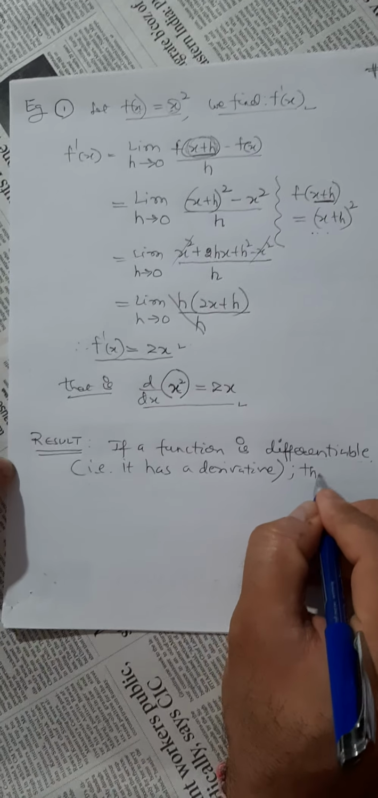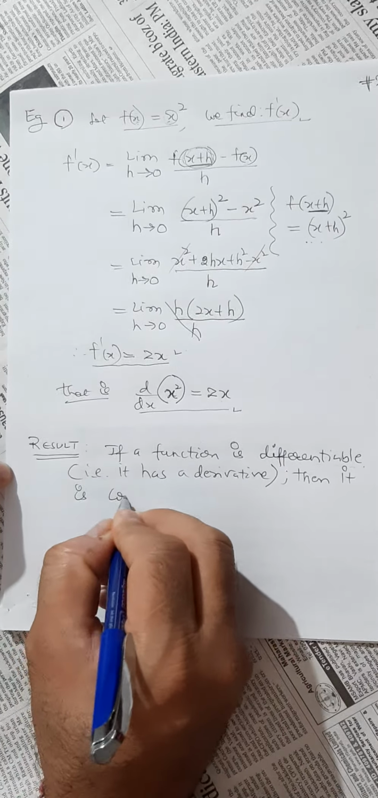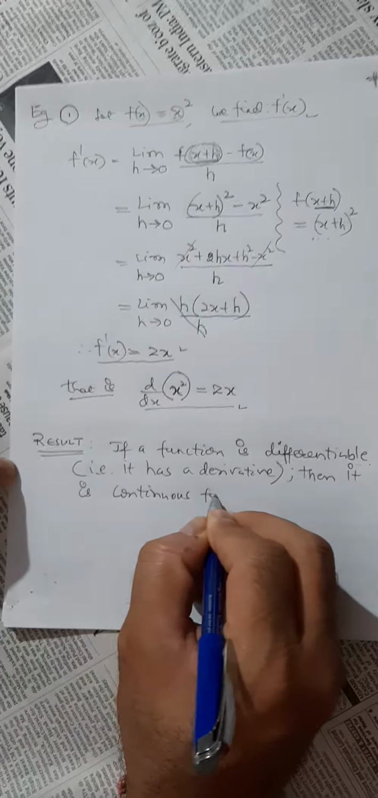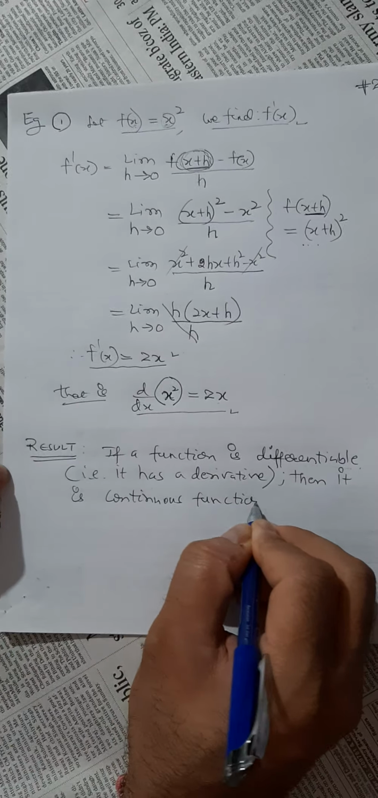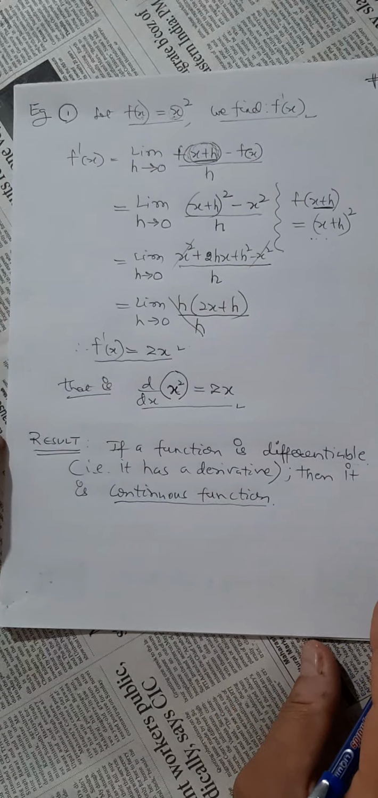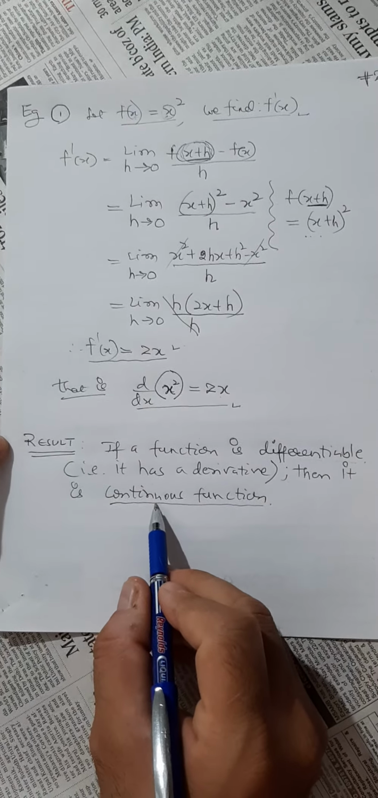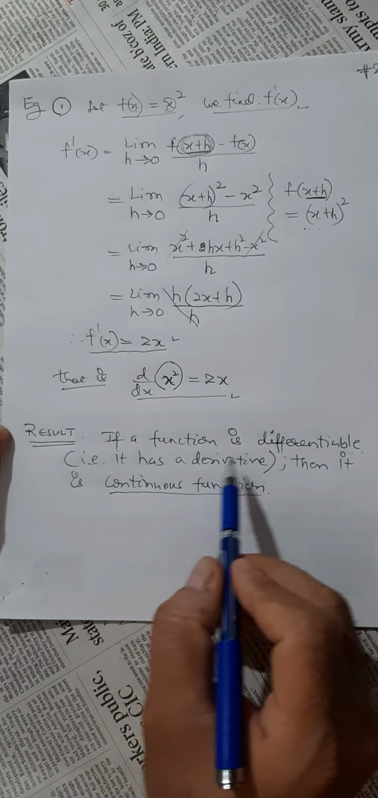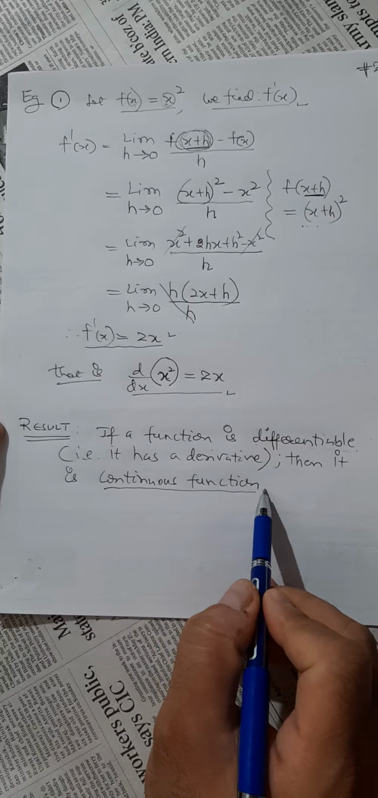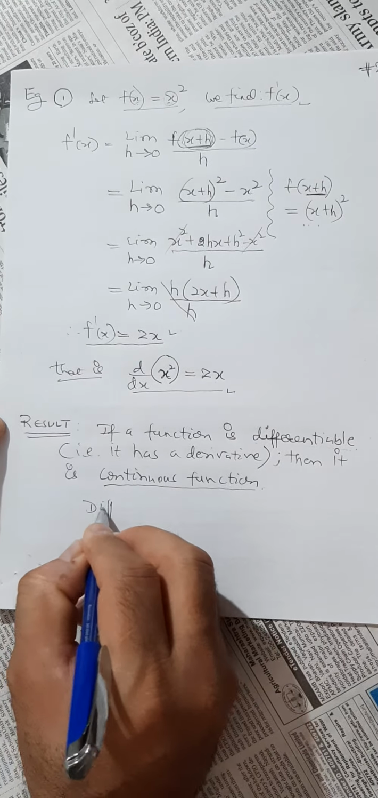Then it is a continuous function. So this is a very important result. Continuous function, you know, we did a complete exercise. It has a graph without break, in simple language. If a function is differentiable, then it must be continuous, remember. Every differentiable function is continuous.